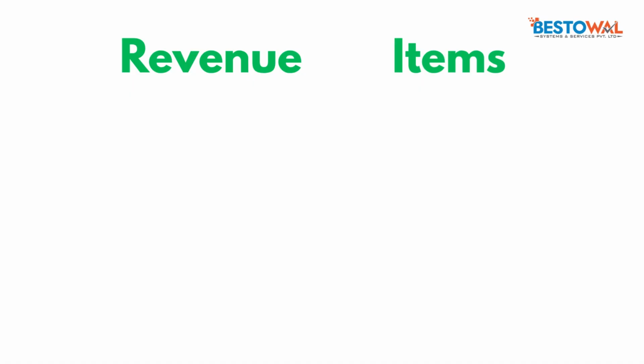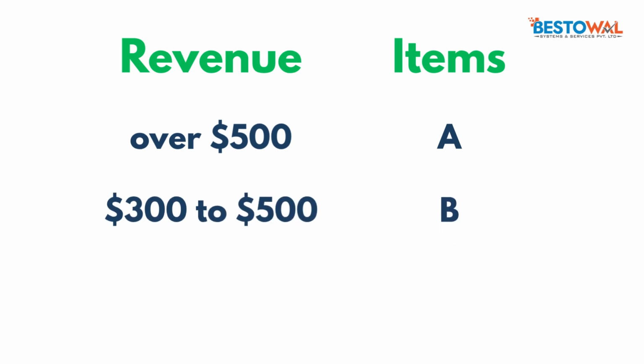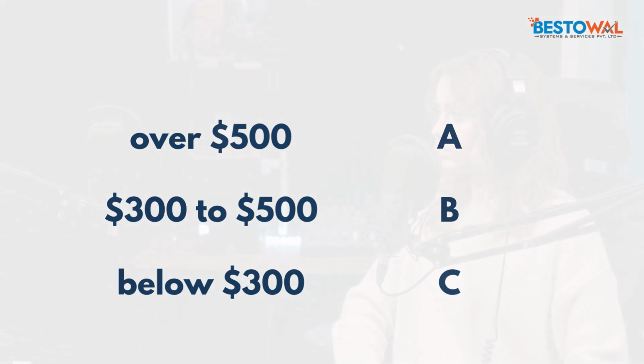So instead of percentages, it's like any item with revenue over $500 is an A item, period. Anything between $300 and $500 is B, and below $300 is C, like that. Precisely. The big advantage, consistency.